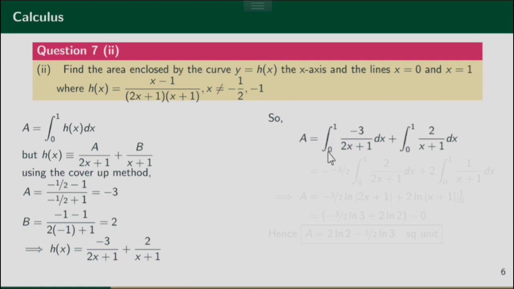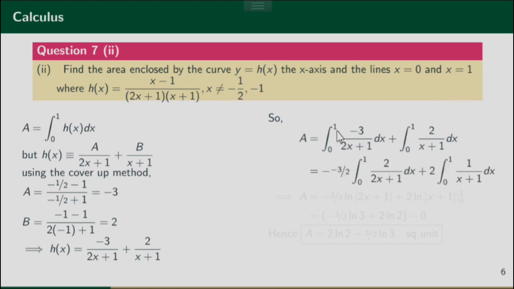So A becomes the integral from 0 to 1 of negative 3 divided by 2x plus 1 with respect to x, then plus the integral from 0 to 1 of 2 divided by x plus 1 with respect to x. In this first term, when you are given a fraction to integrate, the first thing you need to observe is, does the derivative of the denominator give you the numerator? And if it does, then your answer is just ln of the denominator. But in this case, when I differentiate 2x plus 1, my answer is 2, but not exactly what is on the numerator. But I can do some constant adjustment.